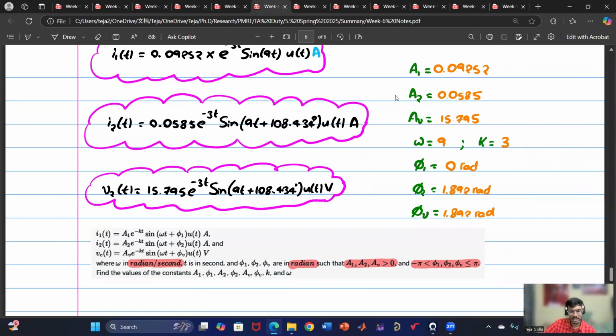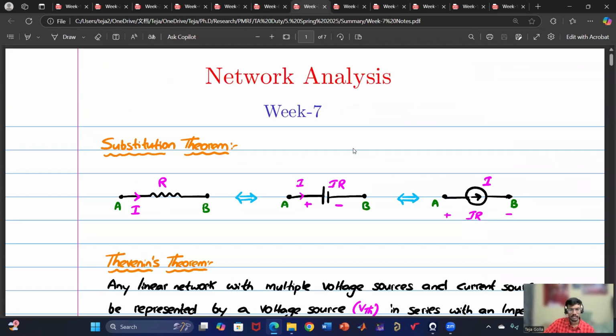So this is basically a summary, so that if you have any queries, or if you missed anything, or if any concept is not clear, whenever I am discussing, you can ask. Week 7 is about network theorems. This is an easier week, so I'll go a little bit fast.